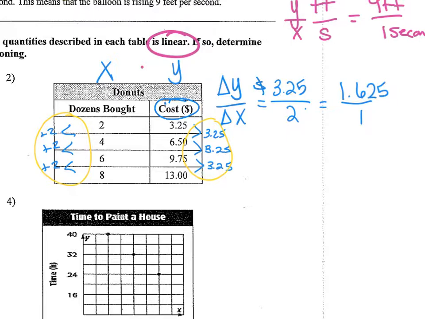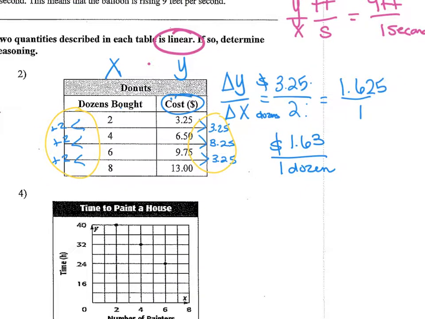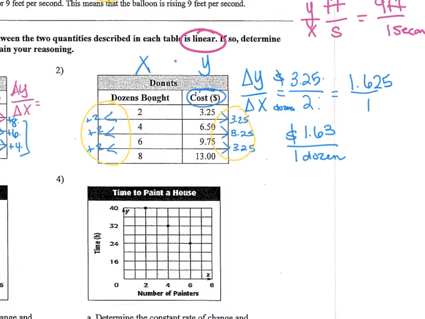Since the y value is talking about my cost, or the money, and the x value is talking about my dozens of donuts, it's saying that it's 3.25 for 2 dozen donuts, or now that we've reduced it, we'll round it to 1.63 for 1 dozen donuts. So when your worksheet says to interpret that, that's what it means. It wants to make sure that you understand what the table or the graph is asking you. So in this case, 1.63 for 1 dozen.